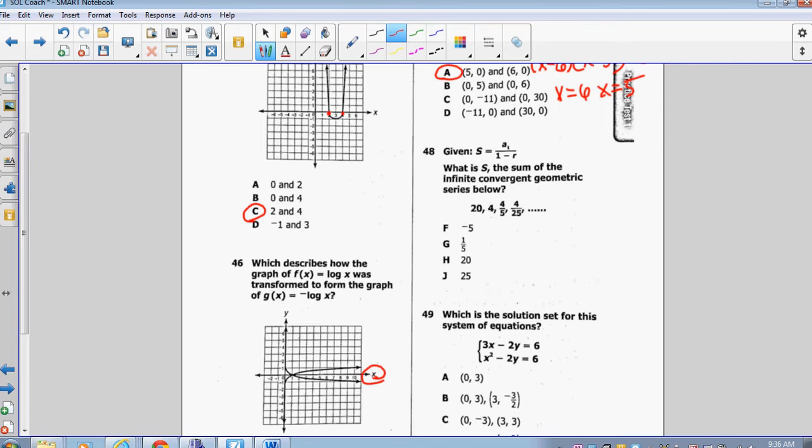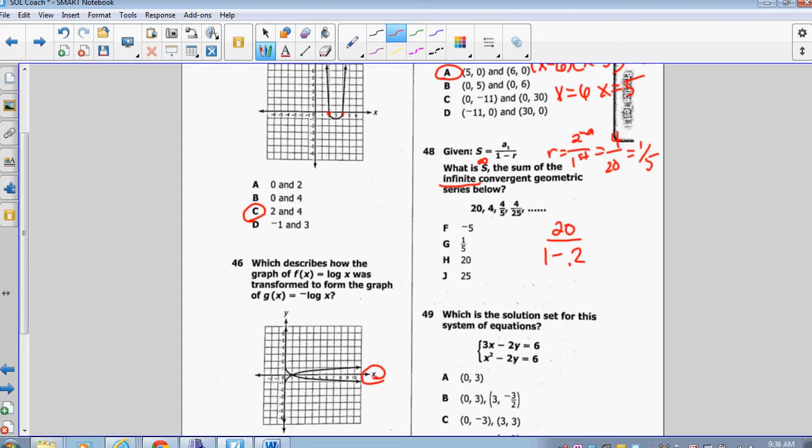Alright, in 48, they give you the formula. If they don't give you the formula, whenever you see this word infinite, you're going to go to your formula sheet and choose S sub infinity. So remember, A sub 1 is the first term, which is 20, and R is the common ratio. So to find the common ratio, you can divide the second term by the first term. So that would be 4 over 20, which is 1/5, or 0.2.